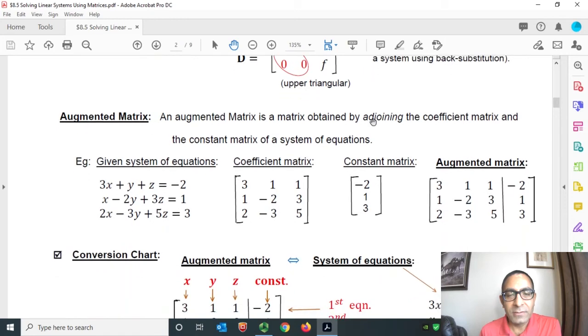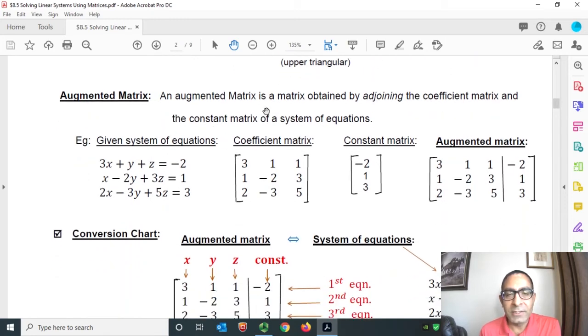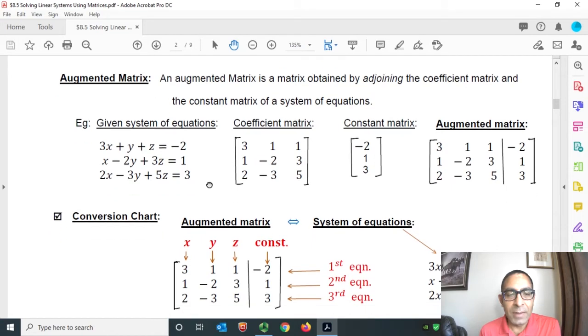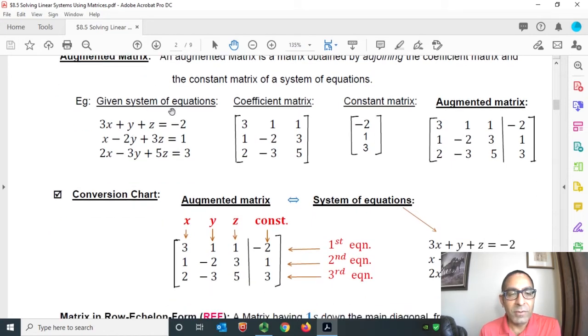Augmented matrix. An augmented matrix is a matrix obtained by adjoining the coefficient matrix and the constant matrix of the system. Quick example. Here, the given system is a 3 by 3 system, 3 equations, 3 unknowns. The unknowns are x, y, and z. The coefficient matrix is the matrix formed by the coefficients of the unknown variables.